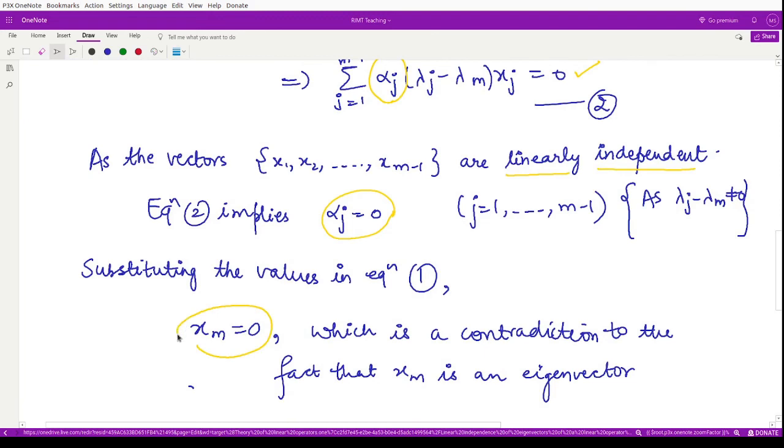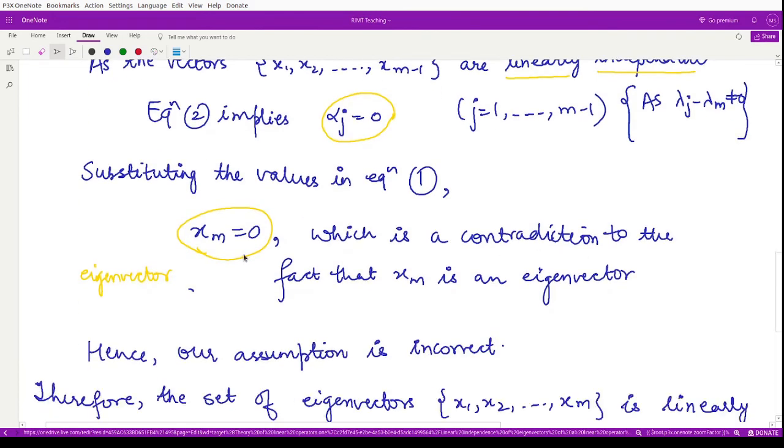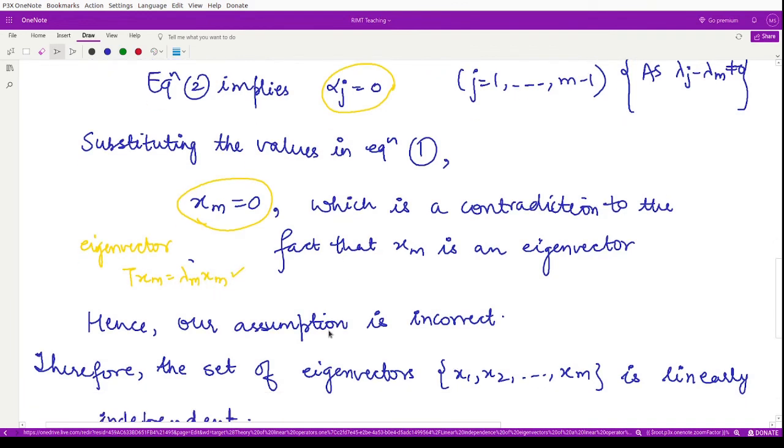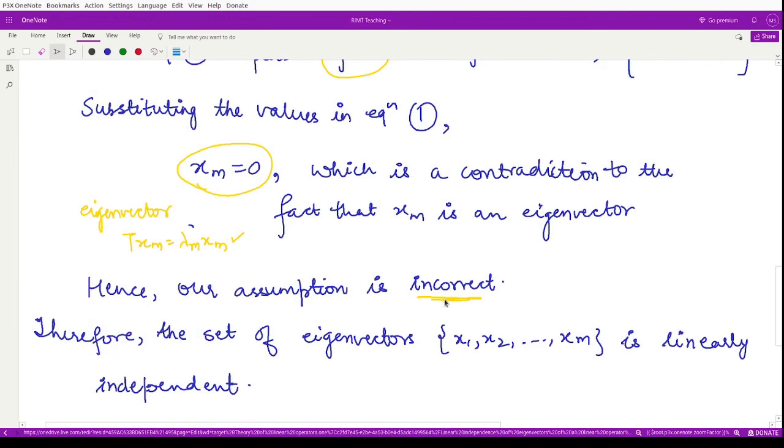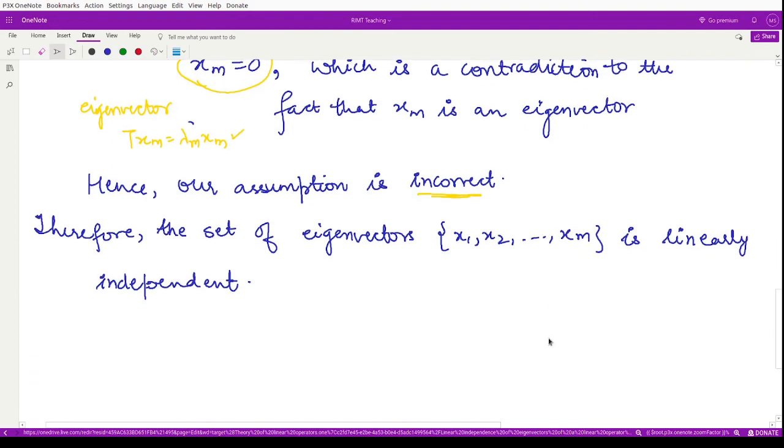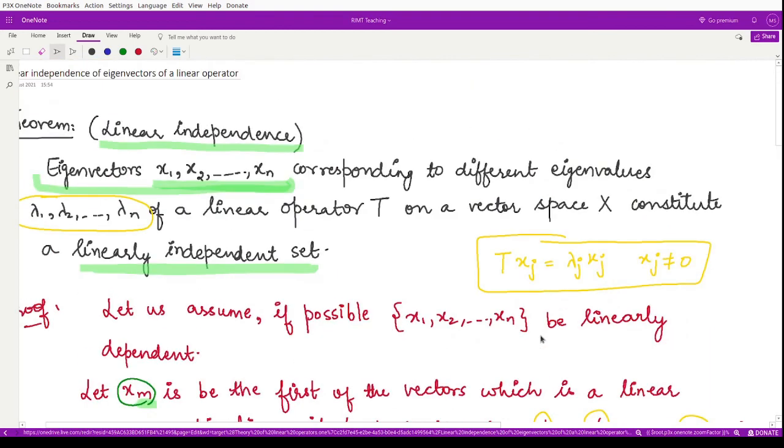But this cannot happen. Why? Because xm is the eigenvector, and by definition of eigenvector, the vector should not be equal to 0. Then only we may write T of xm is equal to lambda m xm. So according to this fact, our assumption is incorrect. Our assumption that the set x1, x2 up to xm is linearly dependent is incorrect. Hence the set of eigenvectors x1, x2 up to xm is linearly independent. So this is the proof of this very simple theorem.